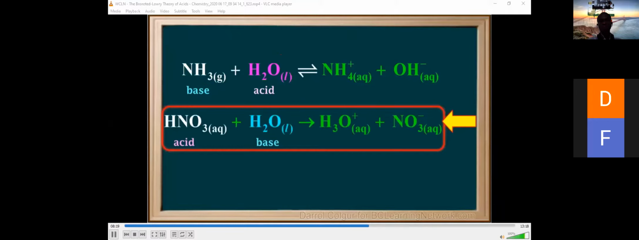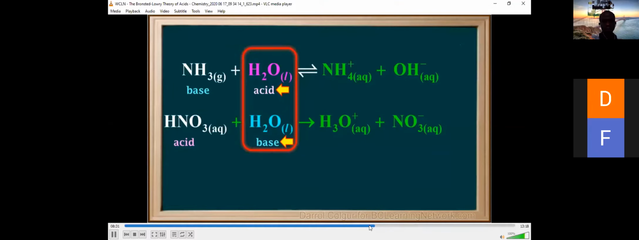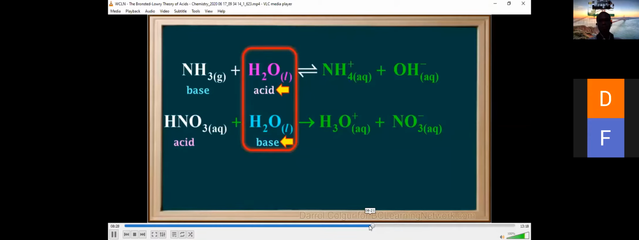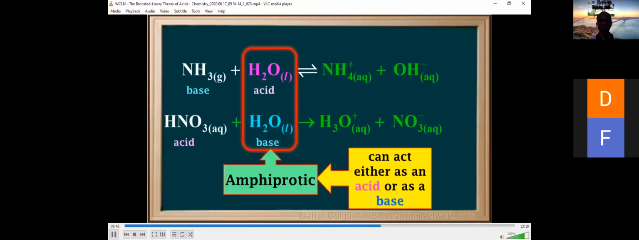Now we'll look at the previous reaction with water. HNO3 reacts with water. In this reaction, water acted as a base. So we can now see that depending on what it's reacting with, water can play the role of an acid or the role of a base. Such a species is said to be amphiprotic. An amphiprotic species is one that can act either as an acid or as a base, depending on what it's reacting with. Water is one amphiprotic substance. There are many more, as we shall see later in this unit.